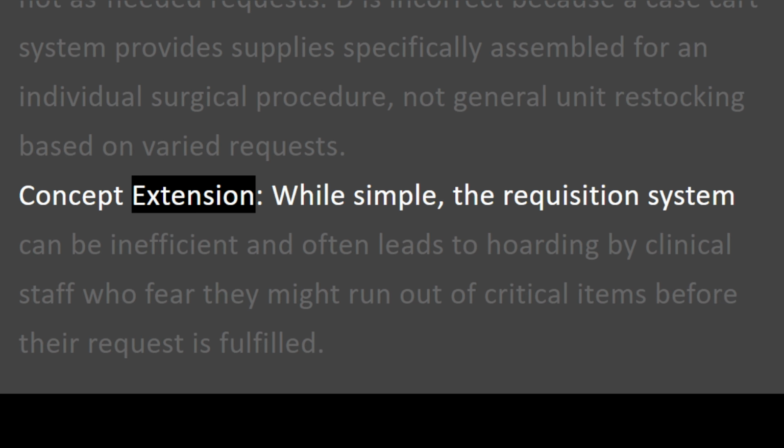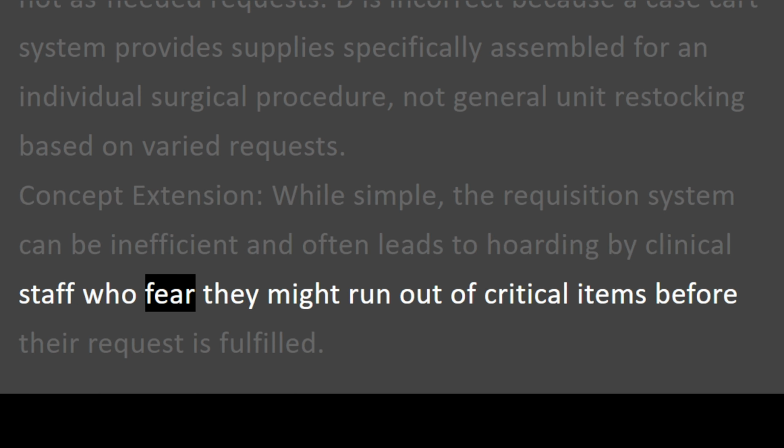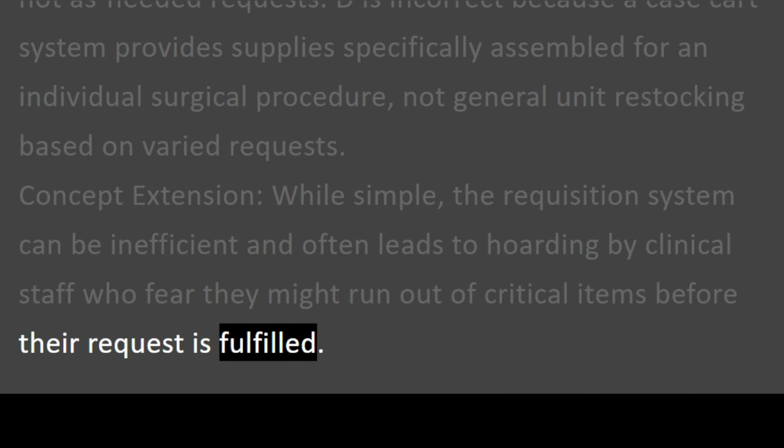Concept extension. While simple, the requisition system can be inefficient and often leads to hoarding by clinical staff who fear they might run out of critical items before their request is fulfilled.